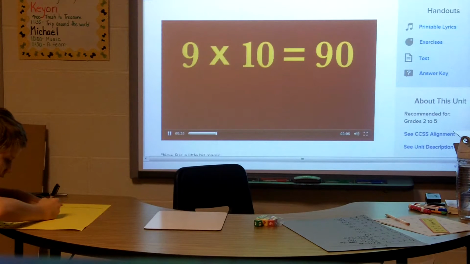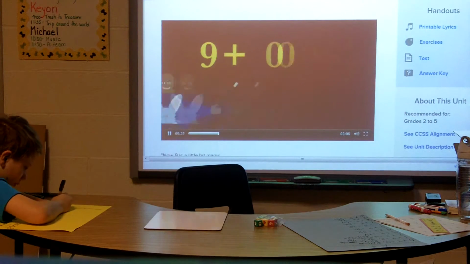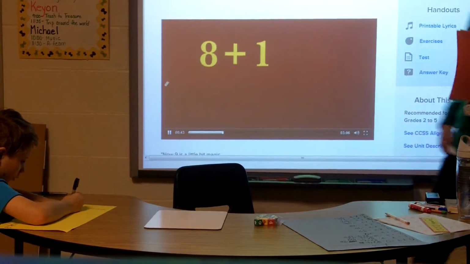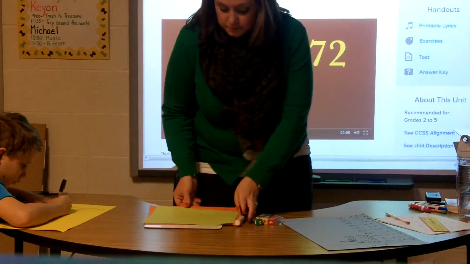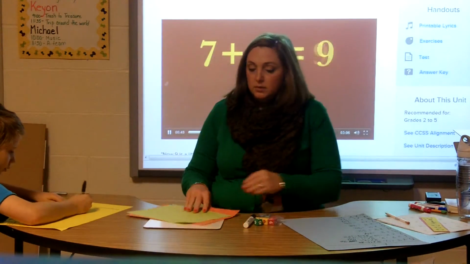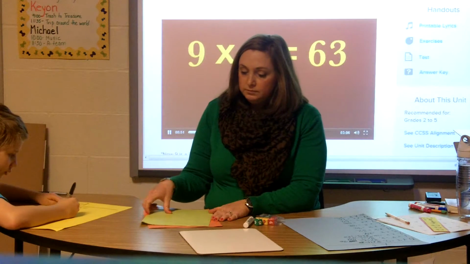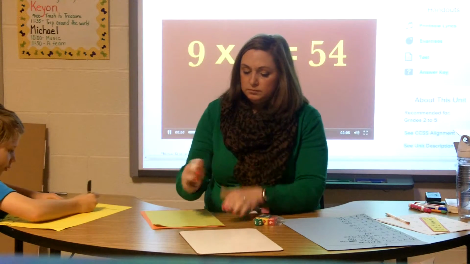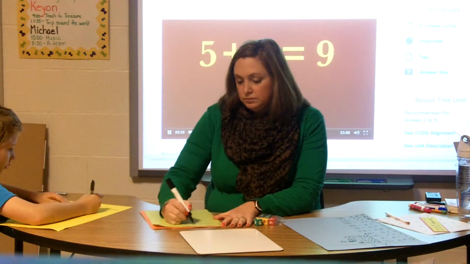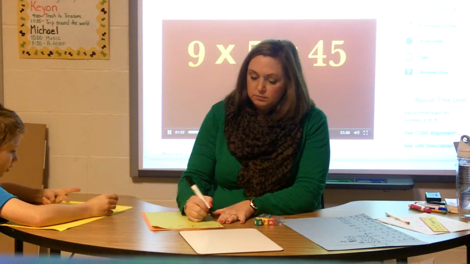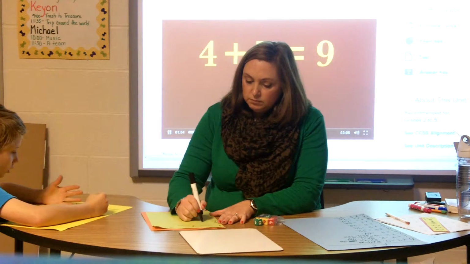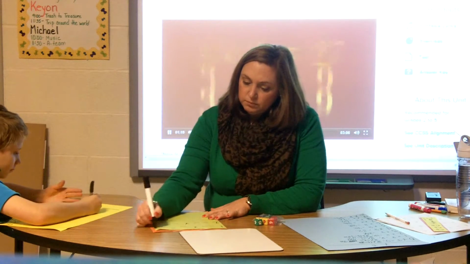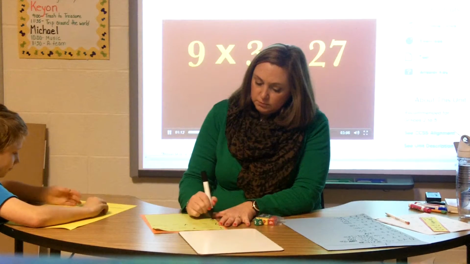Check it out. 9 times 10 is 90. 9 plus 0 equals 9. 9 times 9 is 81. 8 plus 1 is 9. 9 times 8 is 72. 7 plus 2 is 9. 9 times 7 is 63. And 6 plus 3 is 9. 9 times 6 is 54. 5 plus 4 is 9. 9 times 5 is 45. 4 plus 5 is 9. 9 times 4 is 36. 3 plus 6 is 9. 9 times 3 is 27.